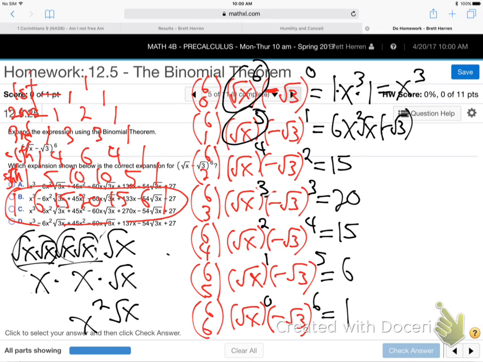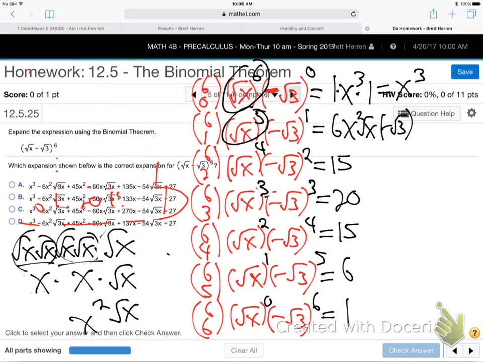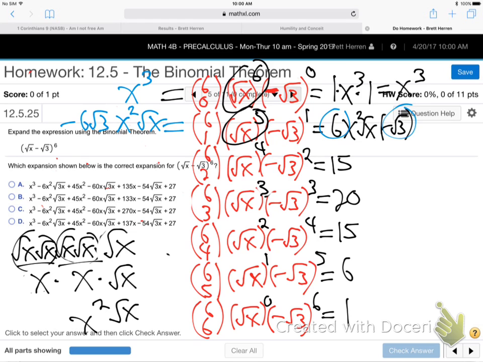I don't have much more room on the screen to do anything different there. I guess I could erase this. If I wanted to clean that up, maybe I'll put the final answers over here. This first one's x cubed. The second one, putting it all together, 6 times minus root 3 is minus 6 root 3 x squared root x. Or actually, they put the 3 and the x together in the root. Whatever, it doesn't matter. There's a million ways to write it. I'm just going to leave it this way.